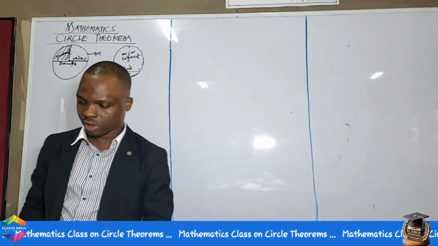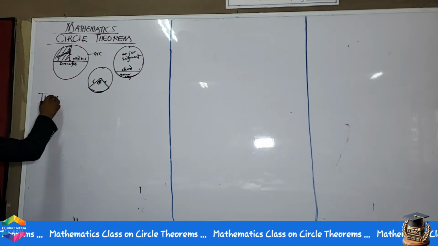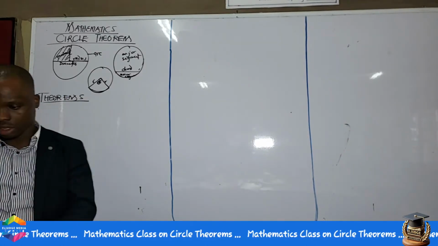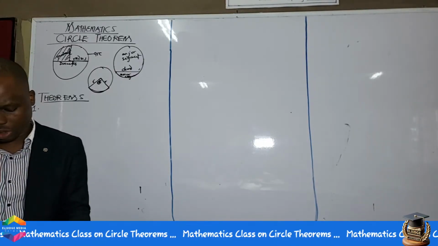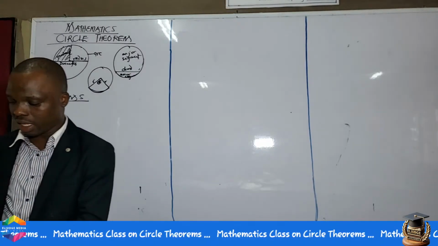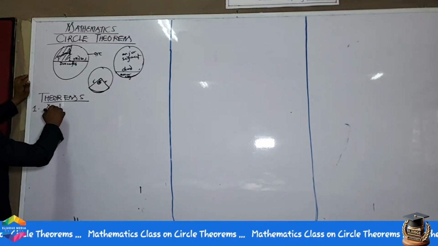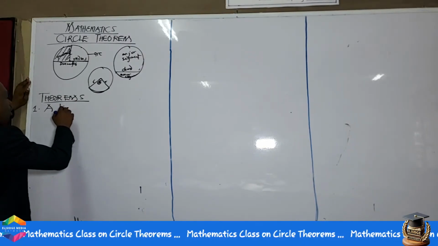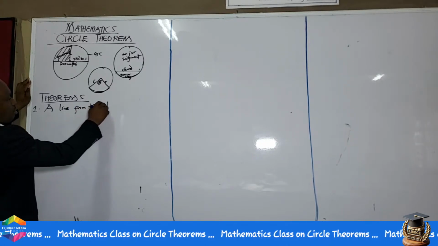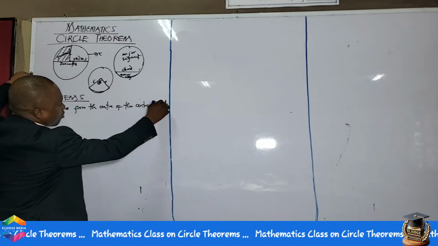The first one we're going to start with, let's say, theorem number 1: when you have a line from the center of the circle, it bisects a chord.